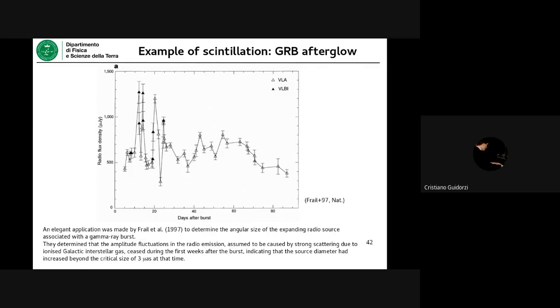So this effect, the effect of scintillation due to the plasma inhomogeneities within our own galaxy, was a very smart way to measure the size of this incredibly far away source and to say that this is indeed expanding at ultra-relativistic speed, very close to the speed of light. Very elegant, very powerful argument. So you exploited the transition from scintillation to no more scintillation to infer the angular size of the source, just because you know very well the properties of the screen in this case.